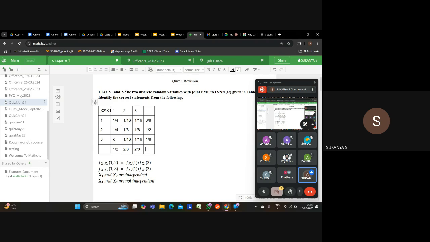Now here in this case, before doing anything, I guess we need to find k. How could we find k? If you have a missing value, how can you find k?